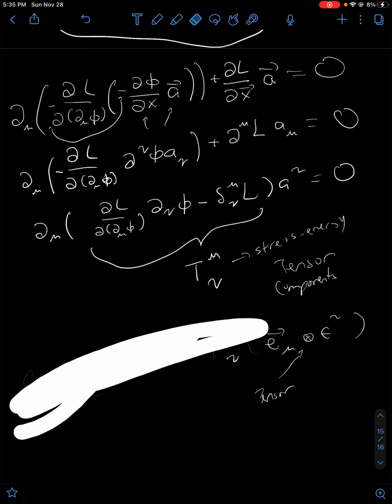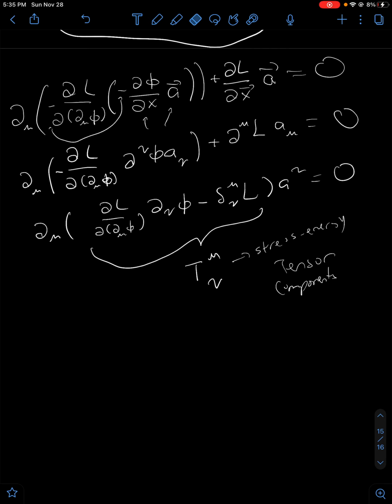Yeah, tensors are pretty cool. They're used a dang ton. So these are defined as the components of the stress energy tensor. It's just a definition here, nothing too weird.